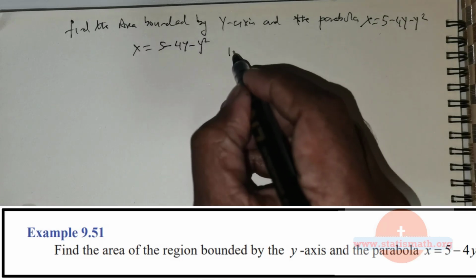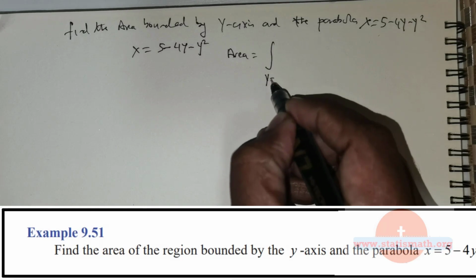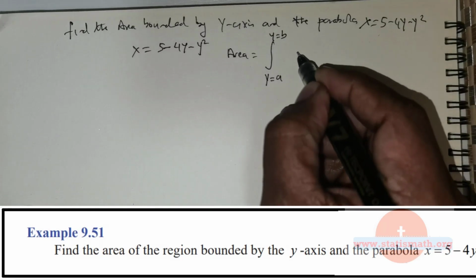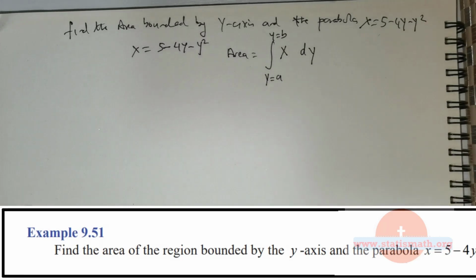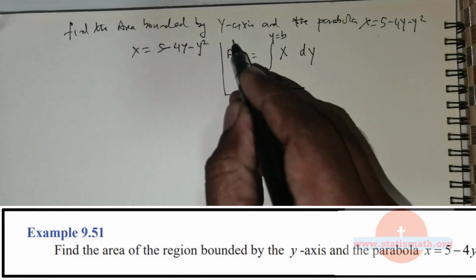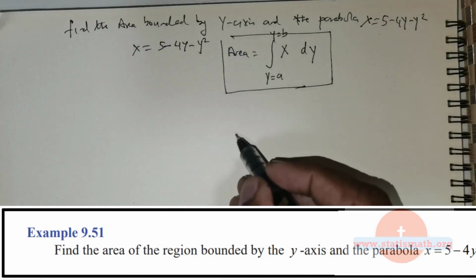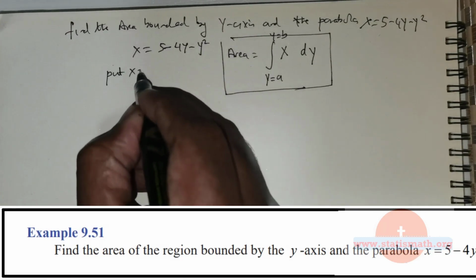So the area formula would be the integral where y changes, say y = a to y = some b, and it's going to be dy here, but inside you need to write x. So this would be the required area. Now I need to find the limits for y. So what I'm going to do is put x = 0.